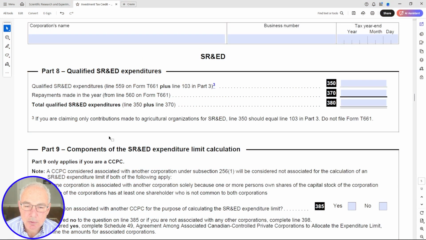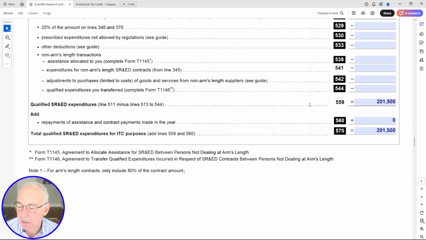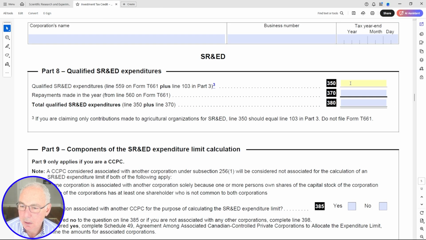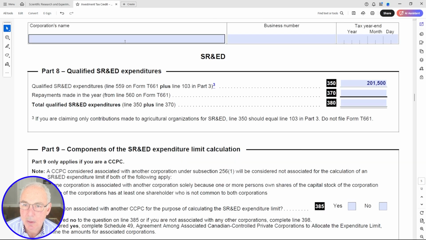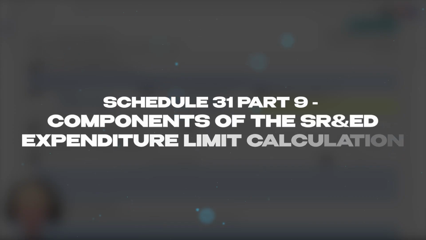So Part 8 is really important. Once again, at the top of the page, we enter the corporation's name and business number. We need to determine the qualified SRED expenditures, which is simply pulling line 559 from your T661. So we'll go over to our T661 and we'll copy that number in here. Line 560 from the T661 is 0. We'll see that over here, so we don't have to worry about that. So we add those two lines together and we end up with our $201,000.